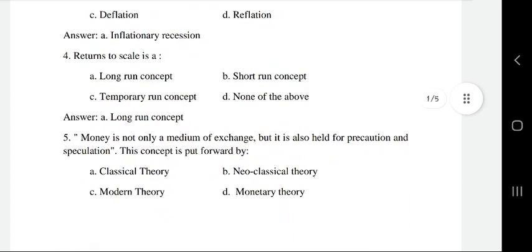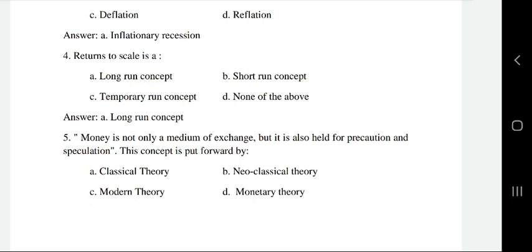Returns to scale is a? Options are long run concept, short run concept, temporary run concept, none of the above. Answer: long run concept. Returns to scale is a long run concept. What is returns to scale? It's the rate by which output changes if all inputs are changed by the same factor.